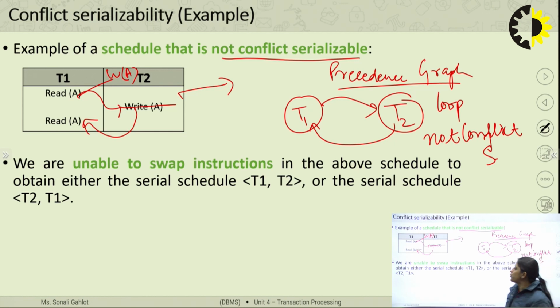So we are unable to swap the operations in the above schedule to obtain either the serial schedule T1 T2 or T2 T1. That's why this is called not conflict serializable.